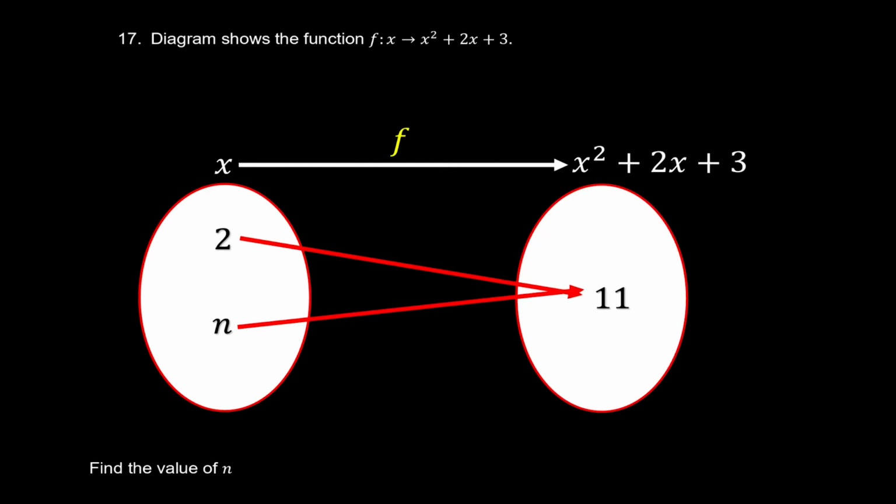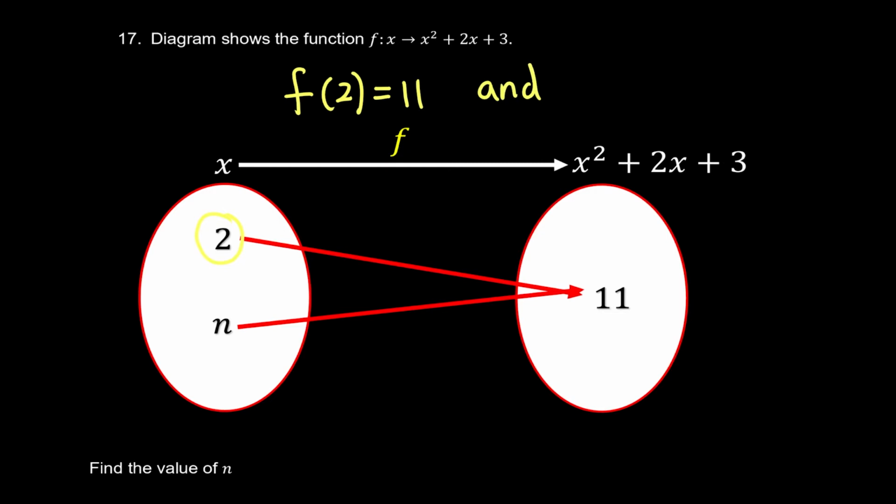Question 17. The diagram shows the function f with the equation f(x) = x squared plus 2x plus 3. Find the value of n. In this kind of situation, we're going to convert the diagram into equations. How do we do that? We know that when f receives the input 2, we have the answer 11.